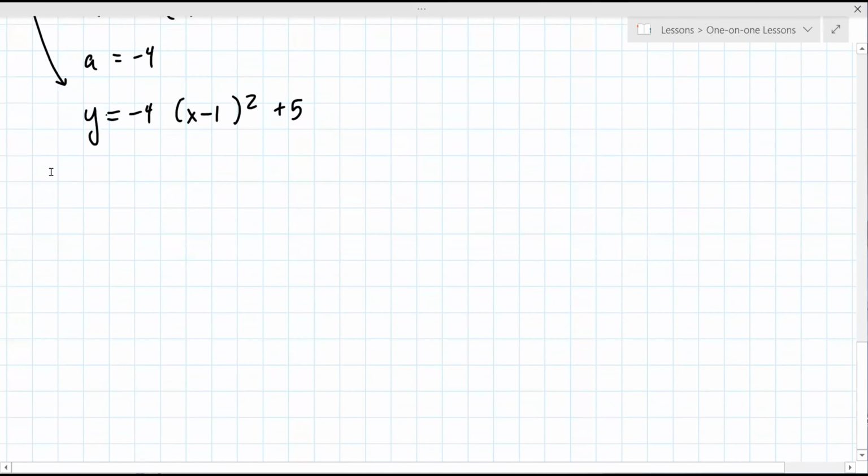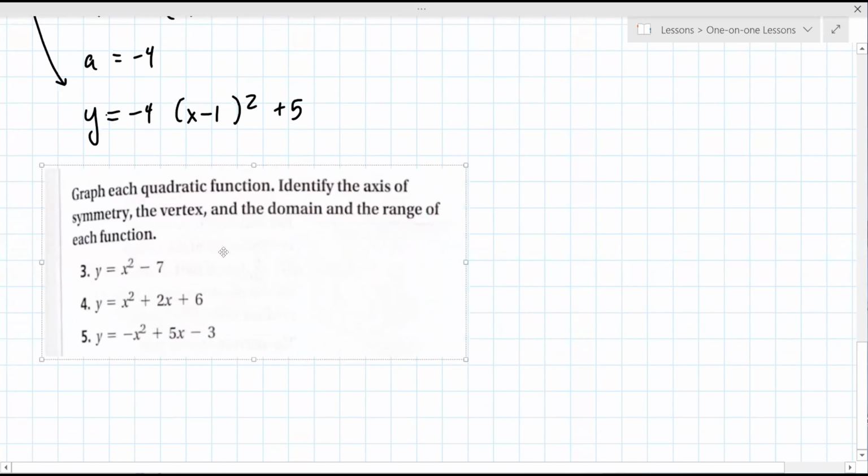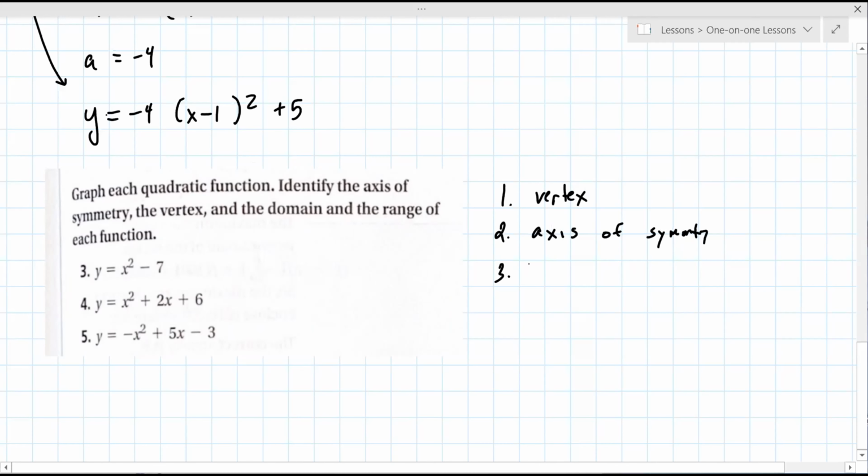There's definitely an emphasis here on solving quadratic equations and graphing them. Okay, for each quadratic function, identify the axis of symmetry, the vertex, and the domain and range of each function. The correct order here is actually that you want to find the vertex. The vertex leads you to the axis of symmetry, and then the domain and the range.